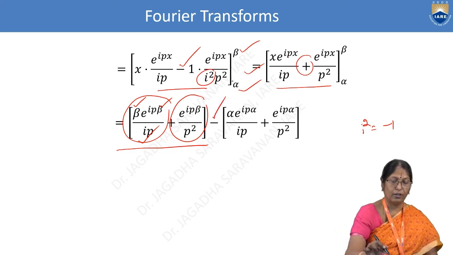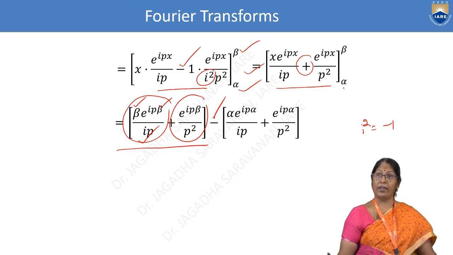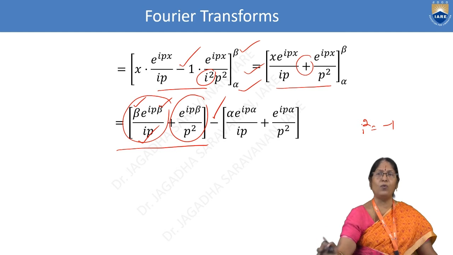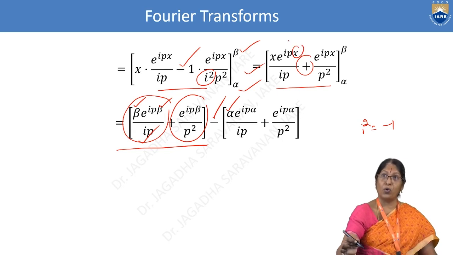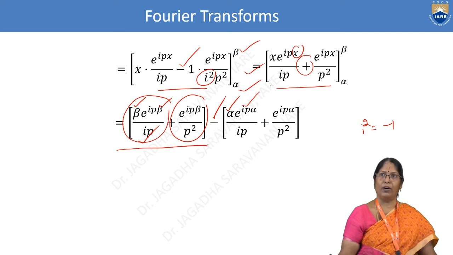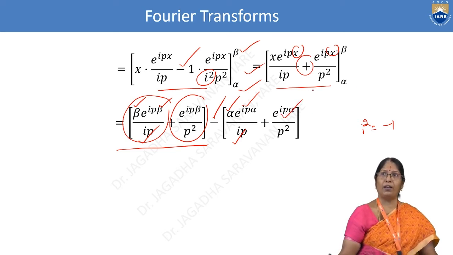This is the formula minus. The lower one is alpha. So in the x place we have to put alpha now. So alpha e power ip alpha, x is taking the value alpha, divided by ip. Here also x is taking the value alpha, so e power ip alpha divided by p square.